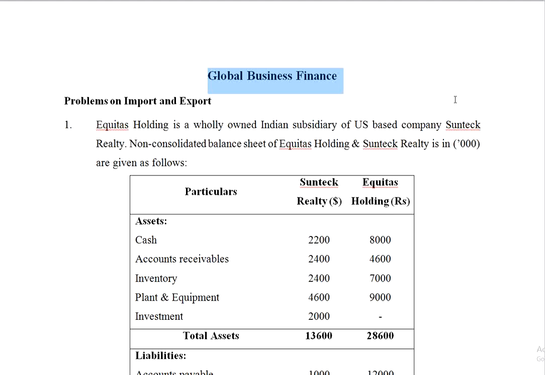So before this COVID-19 pandemic, we had done some of the problems related to imports and exports. Half of the problems, I guess 4 to 5 problems, have been solved in your books in the classroom. So I would like to continue from here, coming to the next question, right?